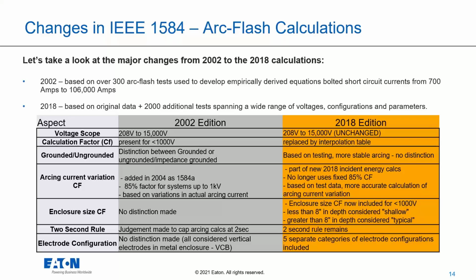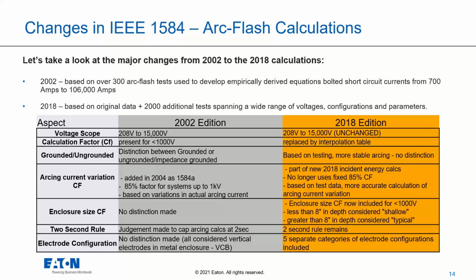So the 2002 edition included 300 different tests used to develop the standard, and overall was a good standard. It's a good leap into how we interpret and model incident energy in all sorts of different gear, but it was really just a one-size-fits-all answer at the time for different types of gear.